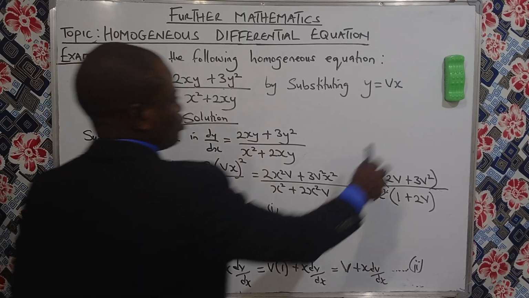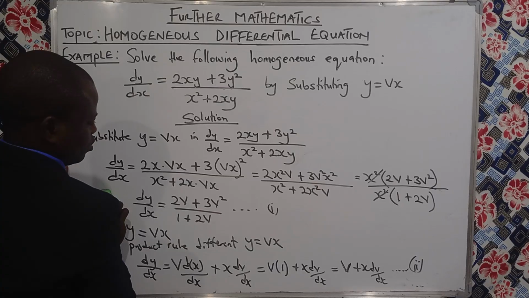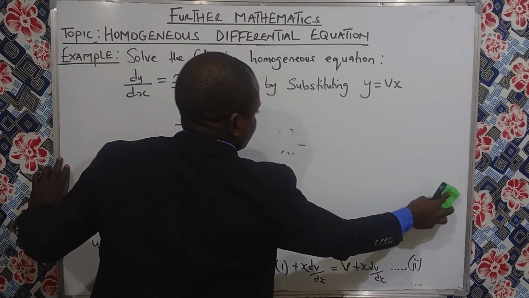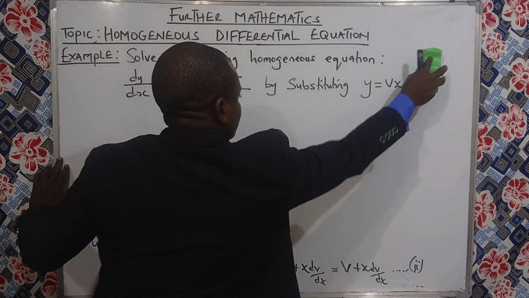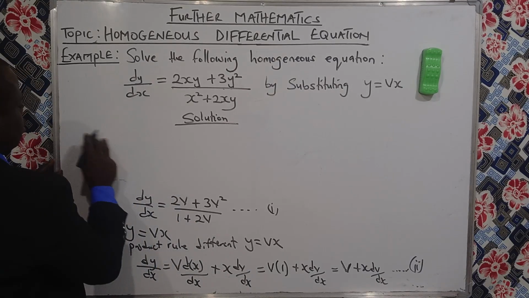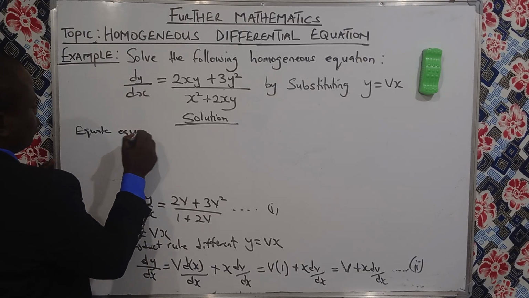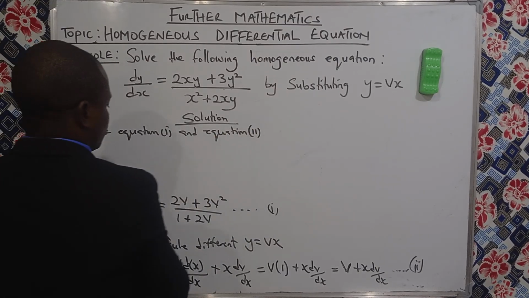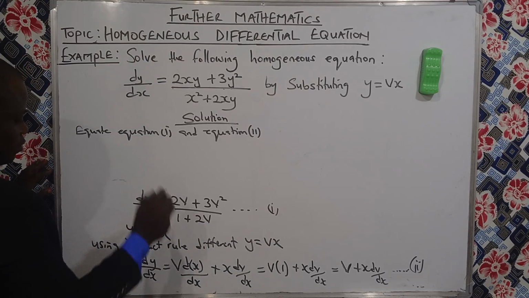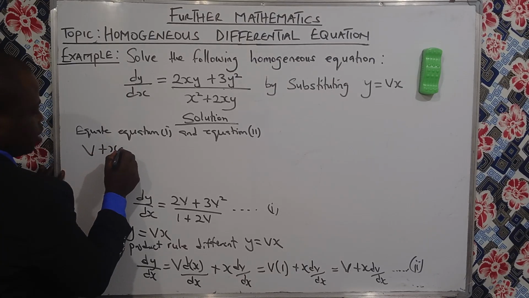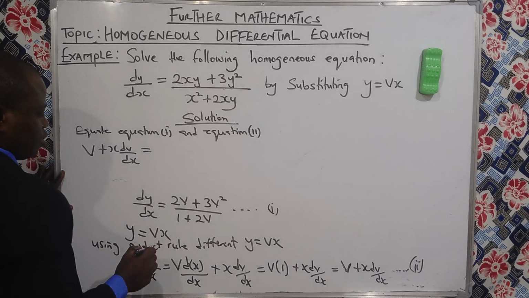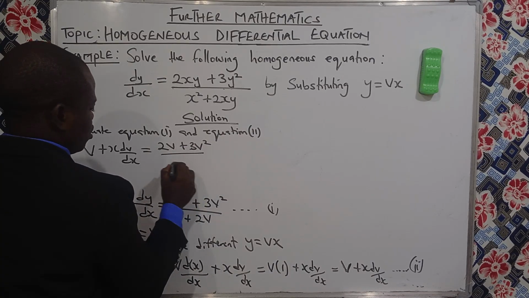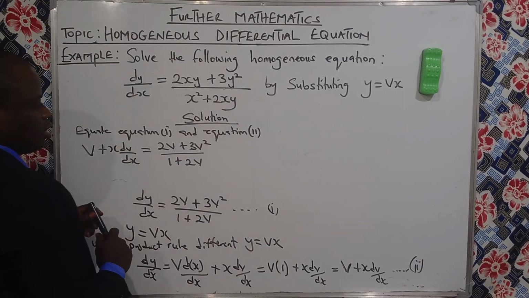Now let's equate the two, equation 1 and equation 2. We're equating them because they are both expressed as dy over dx. Now v plus x dv over dx equals 2v plus 3v squared over 1 plus 2v.